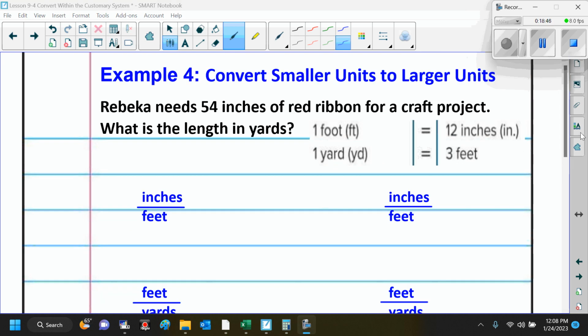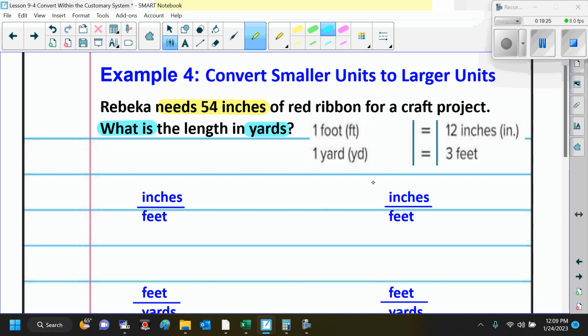All right, so here we are converting smaller units to larger units. It says Rebecca needs 54 inches of red ribbon for a craft project. We want to know what is the length in yards. So the important information is what? She needs 54 inches of ribbon, right? And what are we trying to convert it to? Yards. We want to go from inches to yards.